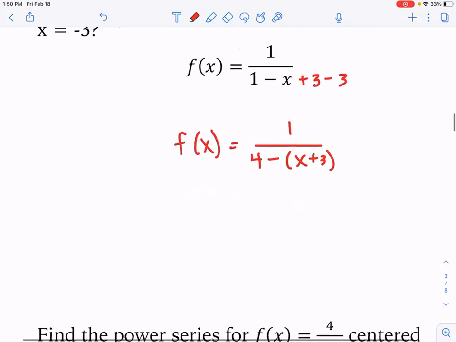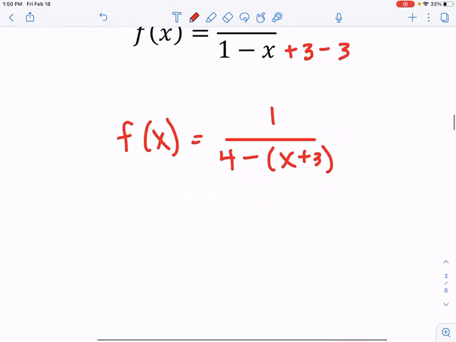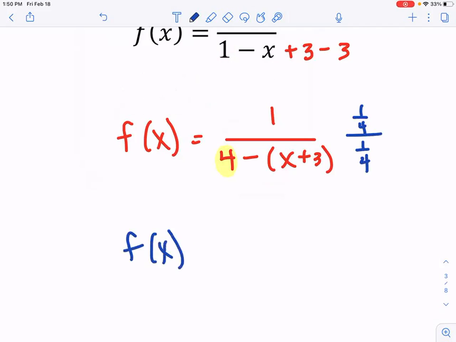Okay, is this 1 over, or excuse me, is this a over 1 minus r? That's not a 1. It needs to be a 1. Okay, so how do we force it to be a 1 without changing the value? Multiply numerator and denominator by 1/4. So we have 1/4 over 1 minus x plus 3.